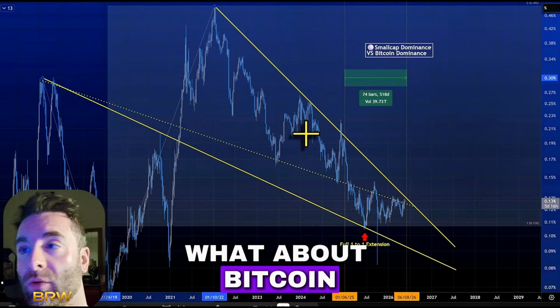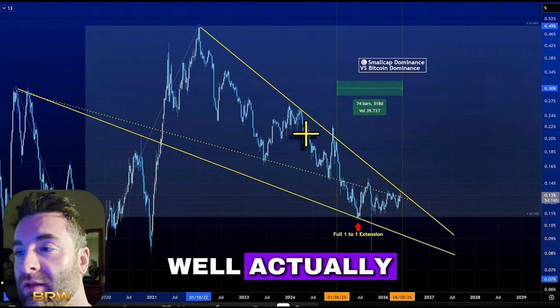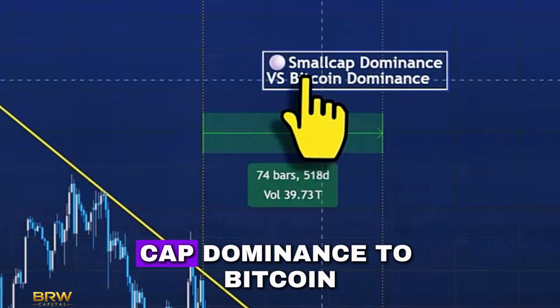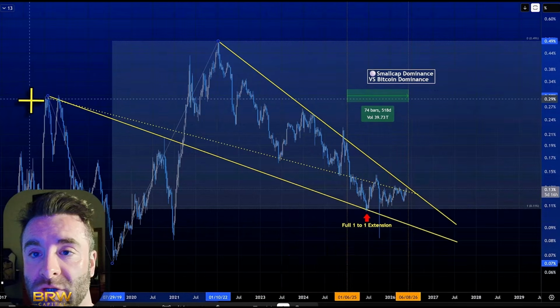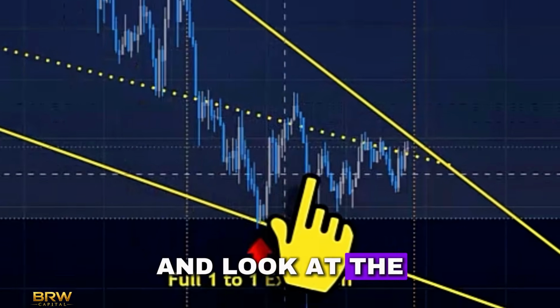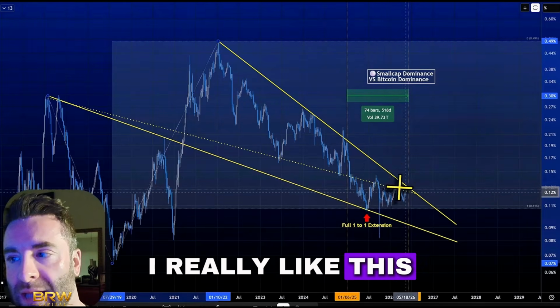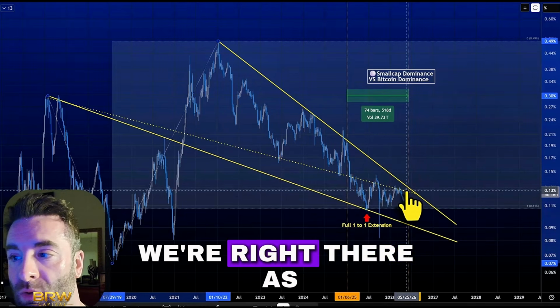What about Bitcoin dominance relative to altcoins, right? Well, actually, I should say the other way, because it's actually small cap dominance to Bitcoin. But if you look and measure, this is a whole structure that's been measured from 2018. And look at the structure we built here. I really like this right there. No oscillators, just look at the price action. What do you think's happening? We're right there as well.